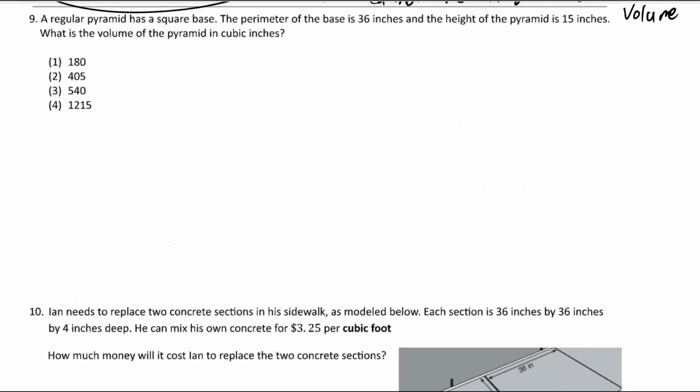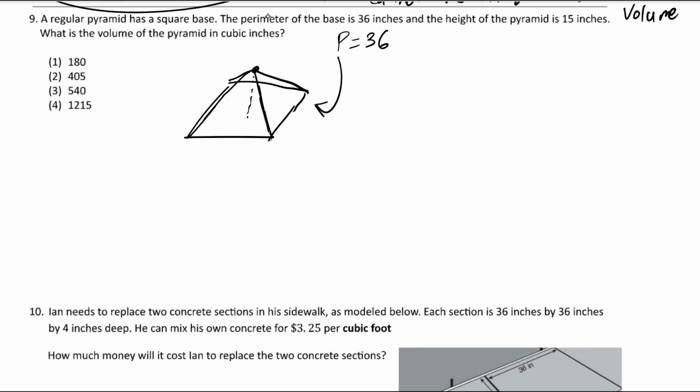Number 9. A regular pyramid has a square base. So picture I'm doing this in 3 dimensions. It's a square base. Pyramid goes straight up. Comes to a point at the top, has a height. The perimeter of the base is 36 inches. That's the sum of all the sides. The height of the pyramid is 15 inches. What is the volume of the pyramid in cubic inches? Well, the volume formula for a pyramid is 1/3 the area of the base times the height of the pyramid.